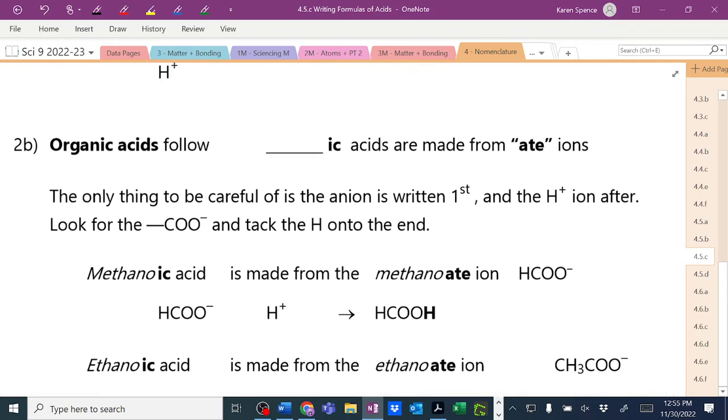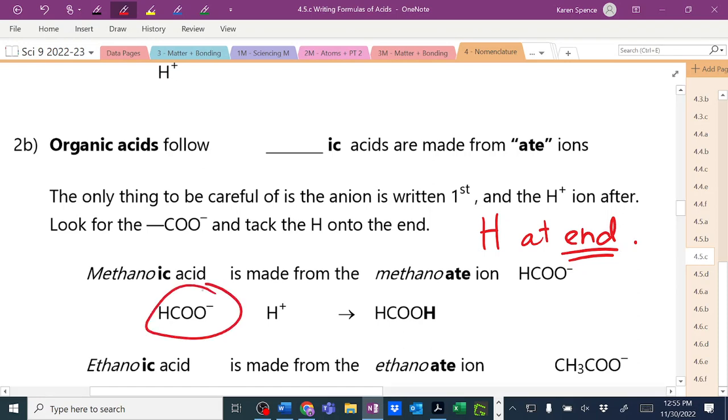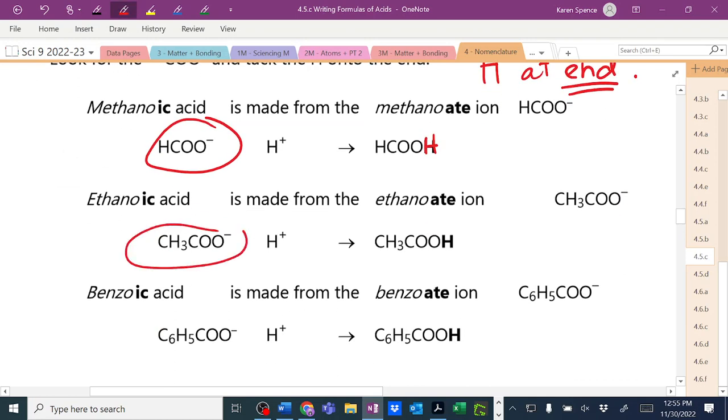Organic acids. The only thing that's different is where do you put the H? At the end. Okay? Put the H at the end. These are all monoprotic. So that means there's only going to be one H. So basically you just take your anion and you put an H on the end of it. You take your anion CH3COO and put an H on the end. Take benzoate ion and put an H on the end.